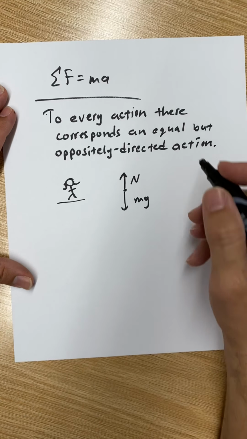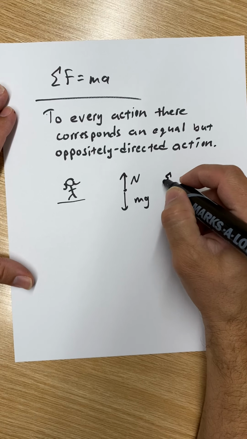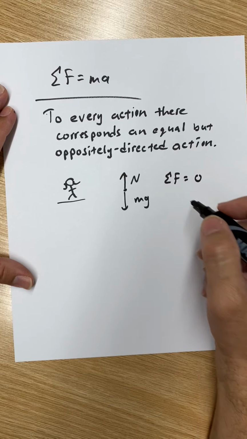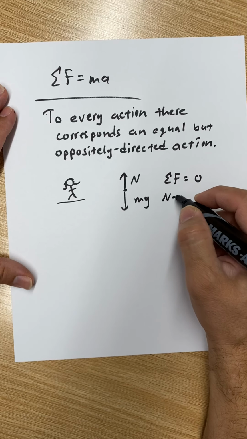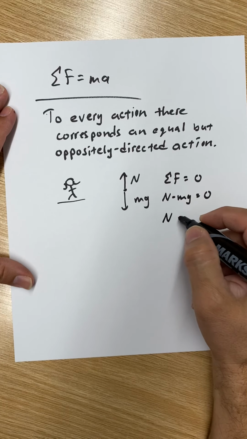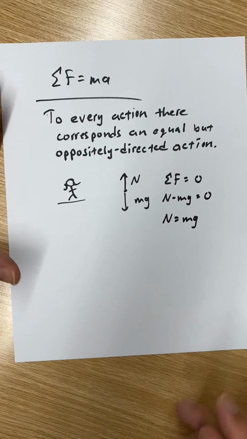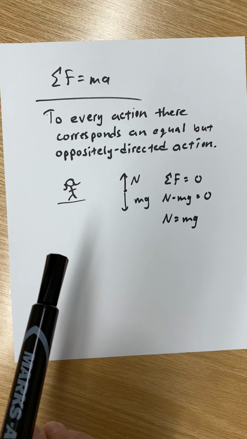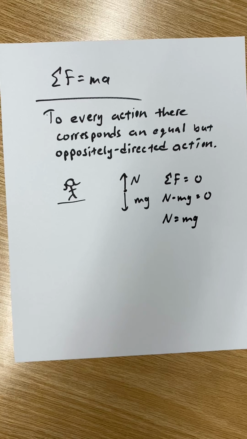And if she's in a state of equilibrium, what we say is that the sum of the forces is equal to zero. If I unpack that, I get N minus mg is equal to zero. And that means that N is equal to mg. And I go, aha, Newton's third law in action, right? The normal force is equal to the gravitational force, and they're oppositely directed. So this is Newton's third law. I have an action-reaction pair.